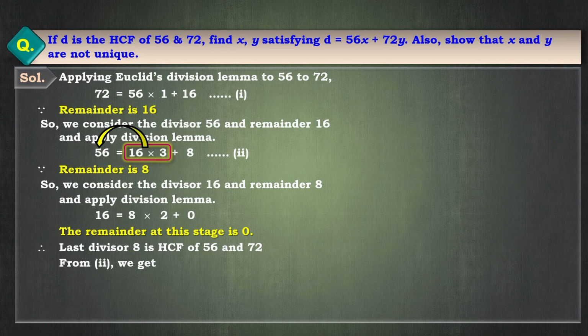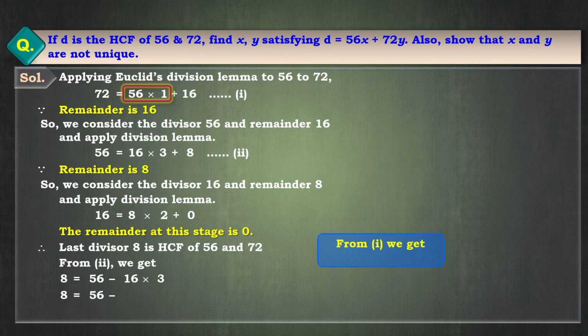Now we need to represent this 8 equal to 56x plus 72y in this form. So same way, whatever we did in the earlier one, we have to consider 56. If we take a look at equation number 2, 56 minus 16 into 3 is equal to 8. Okay, let us write this first. So that is equal to 56 minus, now let us write 16 from equation number 1. 16 can be represented as 72 minus 56 into 1. So let us write this, and 3 will be remaining as it is.